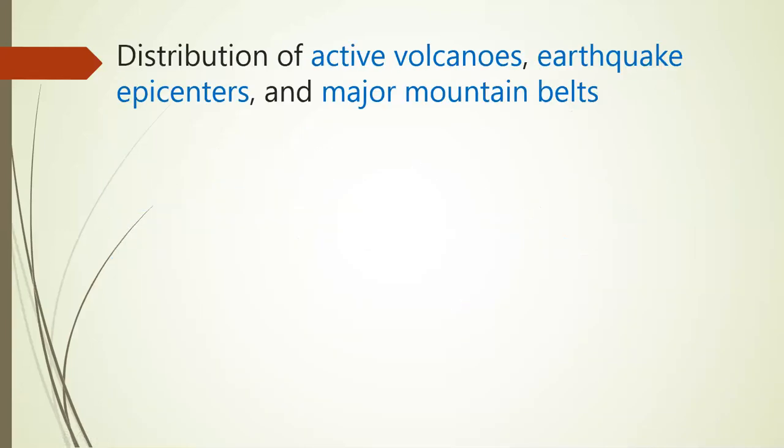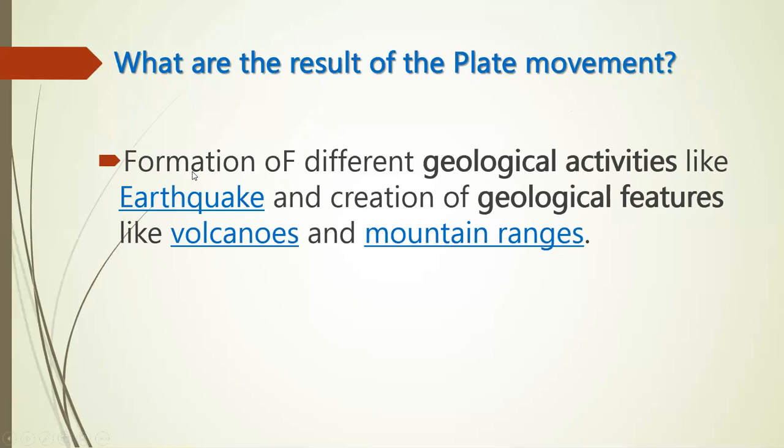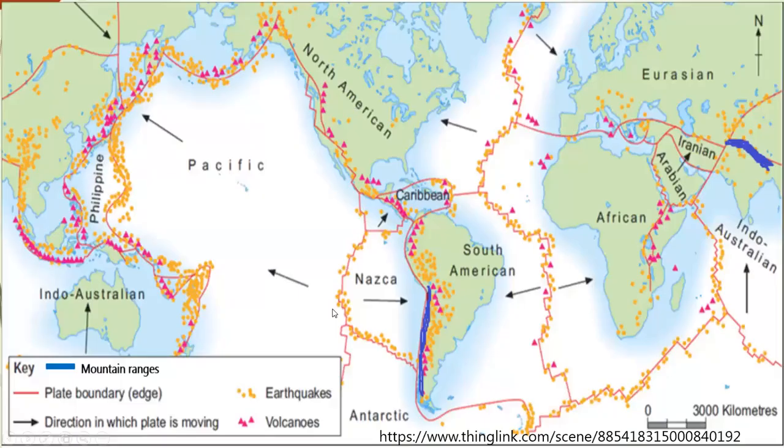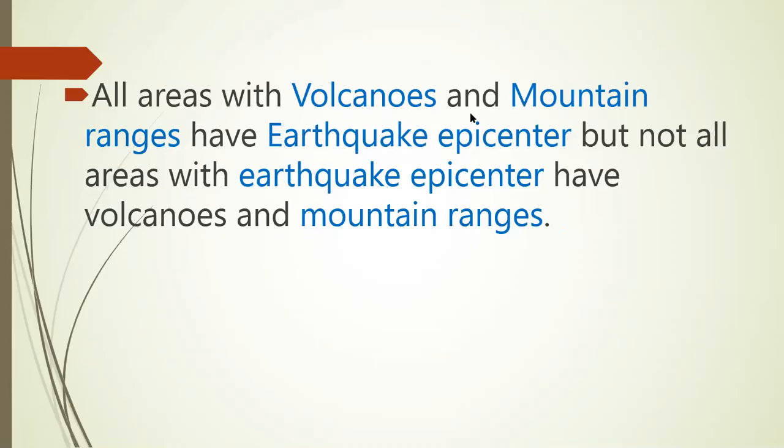So, as we said earlier, what are the results of plate movement? We have different geological activities like earthquakes, and geological features like volcanoes and mountain ranges that are created. If you look at the map, the plate boundaries are where the different geological features and activities are located. So to sum it up, all areas with volcanoes and mountain ranges have earthquake epicenters, but not all areas with earthquake epicenters have volcanoes and mountain ranges. Clear? If you don't understand, just watch my video again.